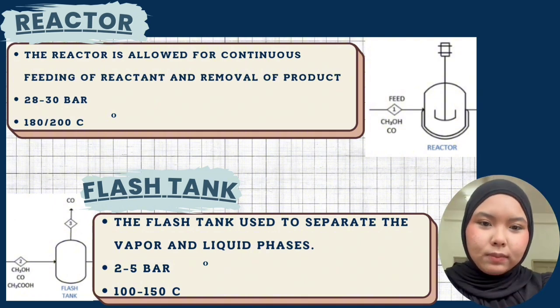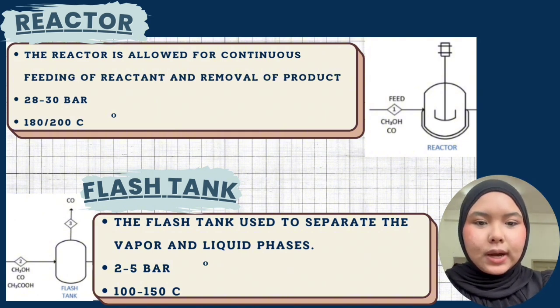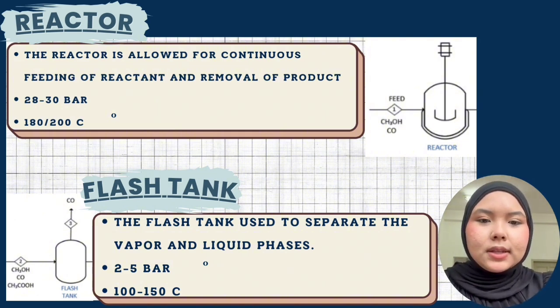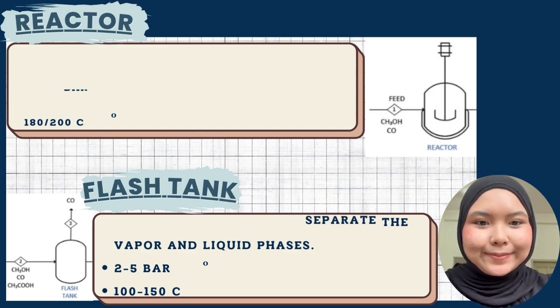The second equipment is the flash tank, where the reactor output flows into the flash tank and unreacted carbon monoxide is separated and removed as a gas. For the operating condition of this flash tank, the pressure must be between 2 until 5 bar, and the temperature is about 100 until 150 degrees Celsius.